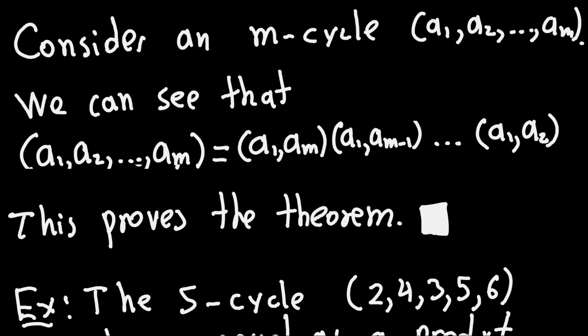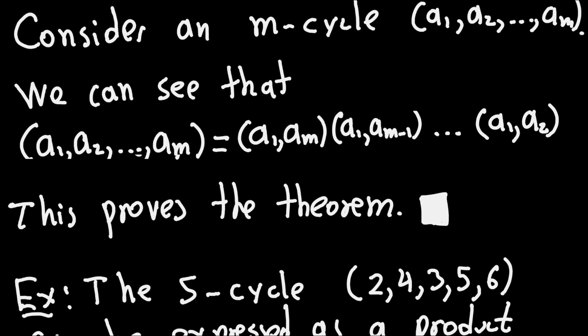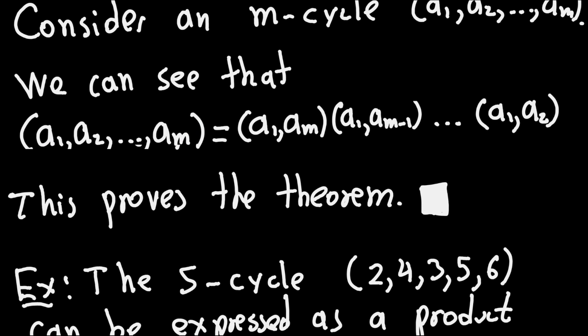Now, we can express that M cycle like this. If this is A1 through AM, remember this means A1 goes to A2, A2 goes to A3, and so on, and AM goes to A1. What we are claiming is that this M cycle is the product of these two cycles. So this is (A1 AM)(A1 AM minus 1)...(A1 A2).